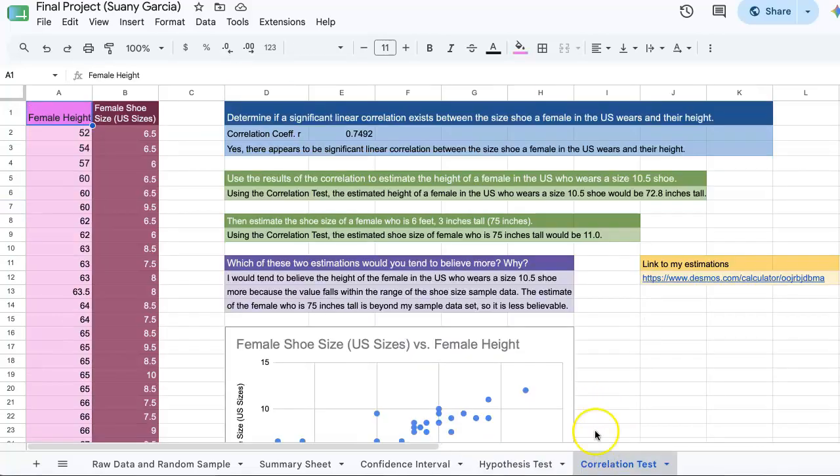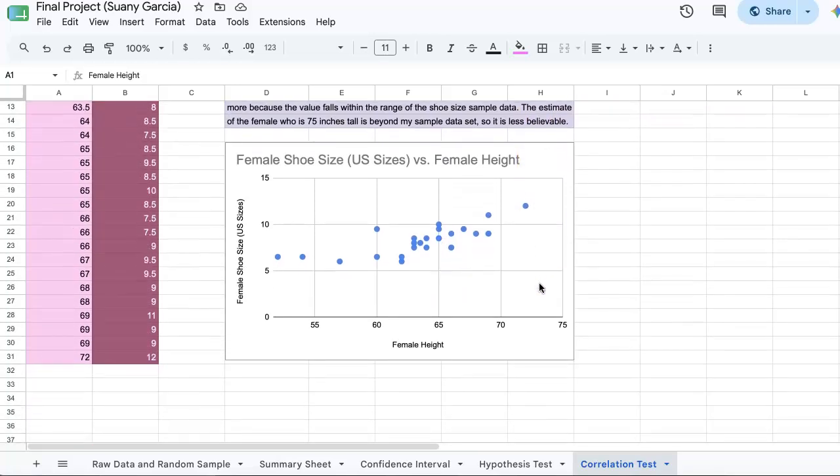Moving on to our correlation test. So we were asked to determine if a significant linear correlation exists between the shoe size a female in the US wears and their height. So for my correlation coefficient, I found that it was 0.7497. And since that value is very close to 1, I mentioned that it appears that there is significant linear correlation between the shoe size of a female in the US and their height. And then in my scatter plot, you can see that the x variable is the female height, while the y variable is the shoe size.